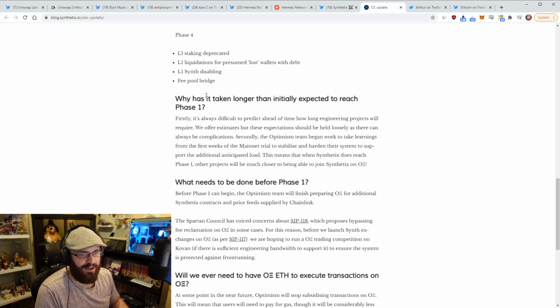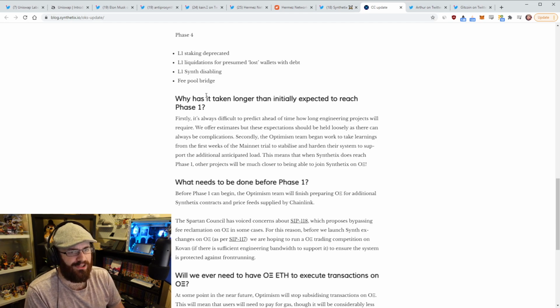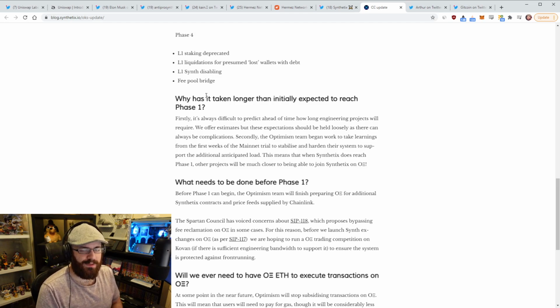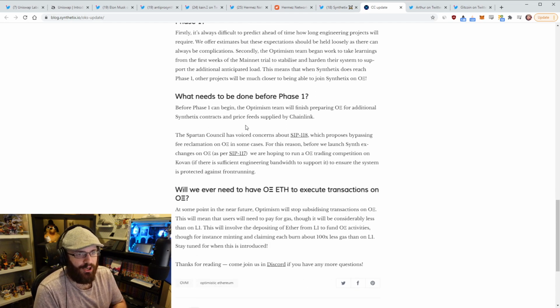And they were answering a question like, why has it taken longer than initially expected to reach phase 1? Basically the engineering effort here has taken longer than expected. The Optimism team has taken longer than expected to take the learnings from phase 0 and apply them to phase 1. And then they go on to say what needs to be done before phase 1 comes out. It's basically waiting on the Optimism team to finish preparing optimistic Ethereum for these additional contracts and stuff like that.